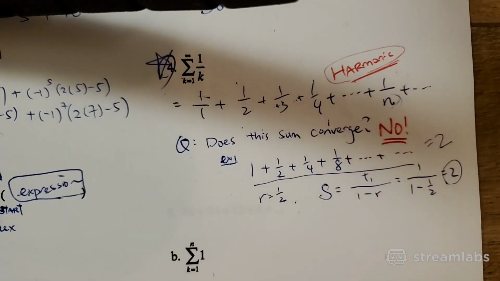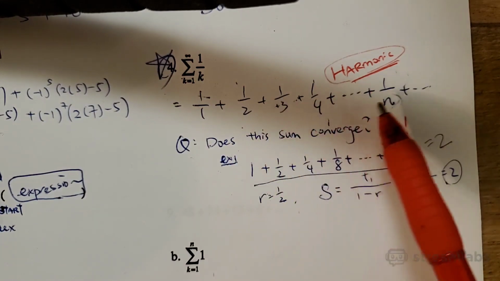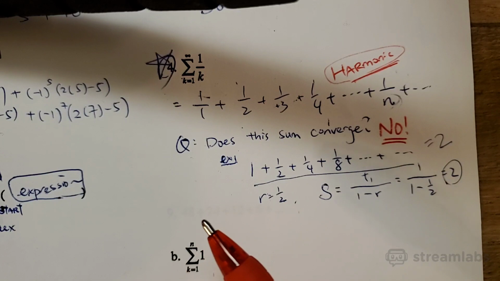In the future calculus years, you'll learn about this more. But just keep in mind for now that not every series that goes smaller will converge. Some of them don't. This one doesn't. This one does. Okay?